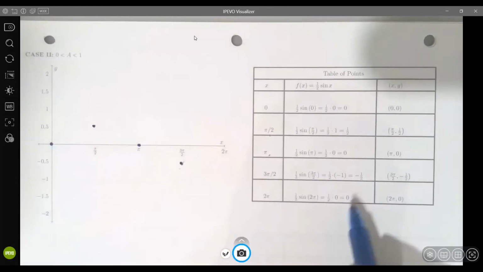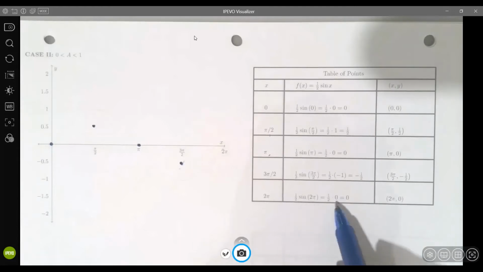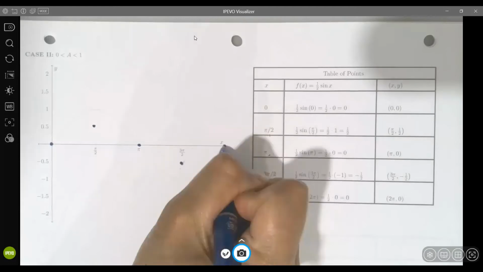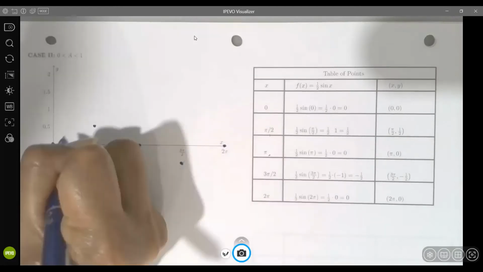Okay, and last one, 2 pi. 1/2 times sine of 2 pi means we have 1/2 times 0, which is 0. So that means this point here. So what is that going to look like?